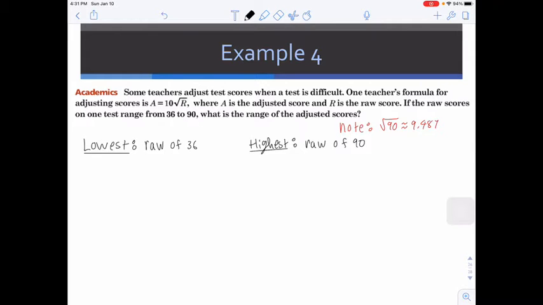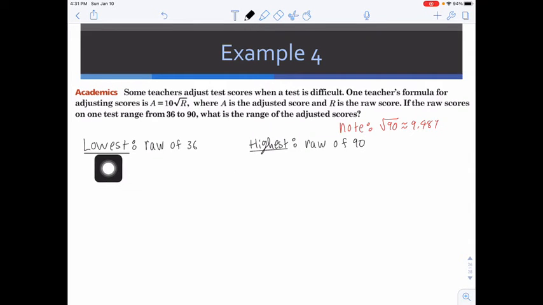Section 6.1 Example 4, we have some teachers adjust test scores when a test is difficult. One teacher's formula for adjusting scores is A equals 10 times the square root of R, where A is the adjusted score and R is the raw score. If the raw scores on one test range from 36 to 90, what is the range of the adjusted scores? Note that the square root of 90 is about 9.487.